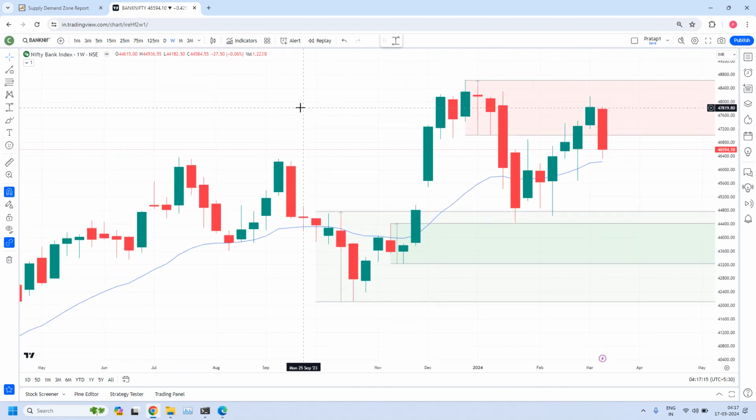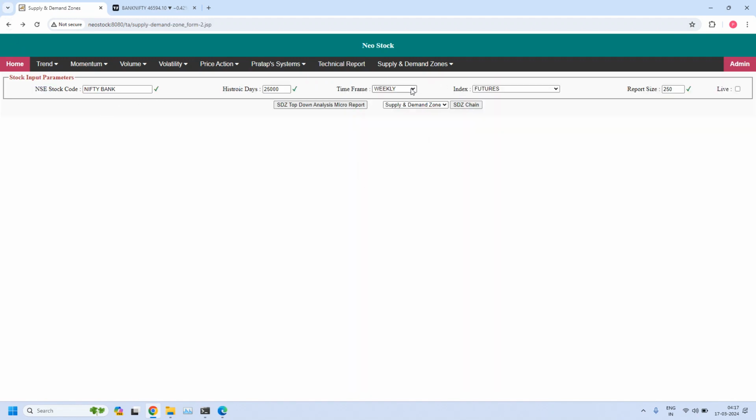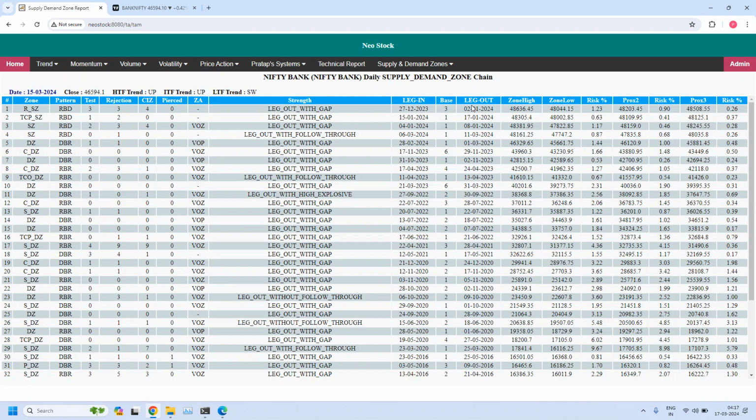Okay, this is about weekly. Now let's move on to the daily. So let's go back, I'm changing the weekly time frame to daily. Let me generate the chain, the supply demand zone chain. It is taking a little more time, the reason is at present my laptop is running on batteries. Okay, now the chain is generated.